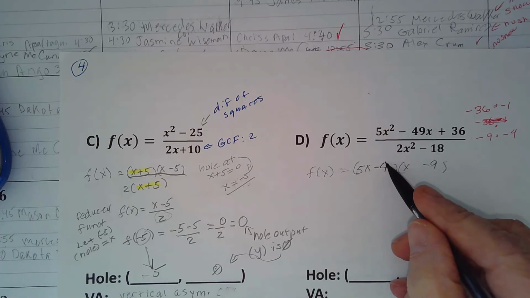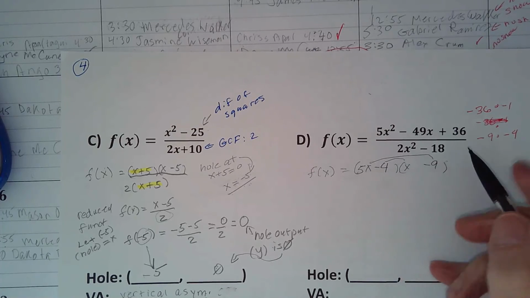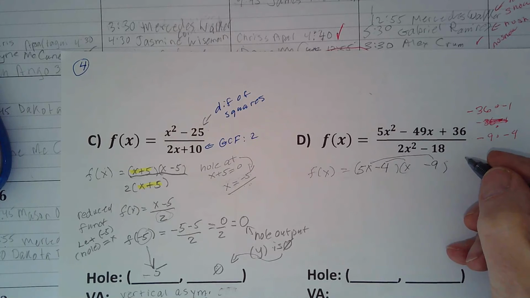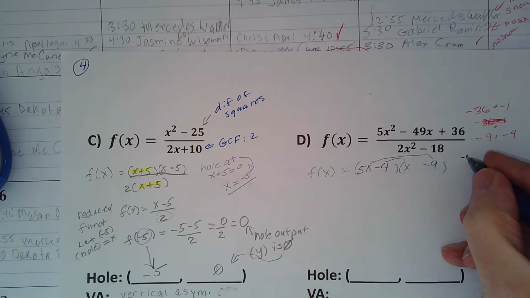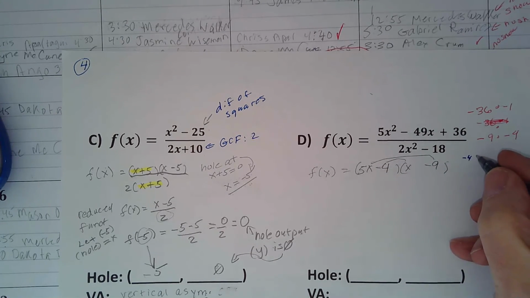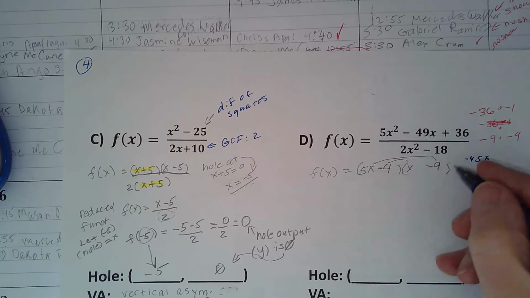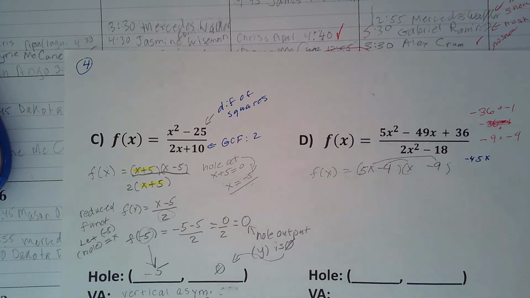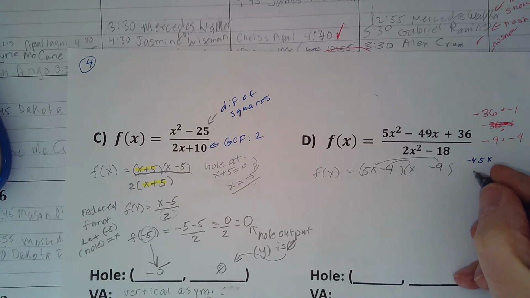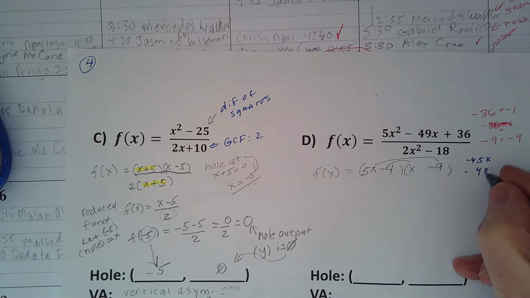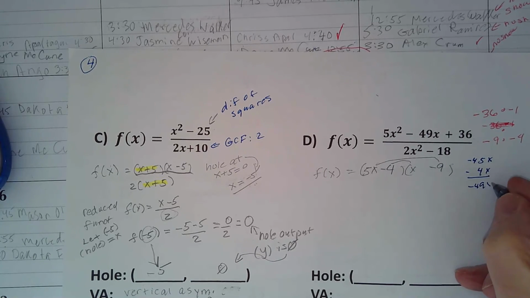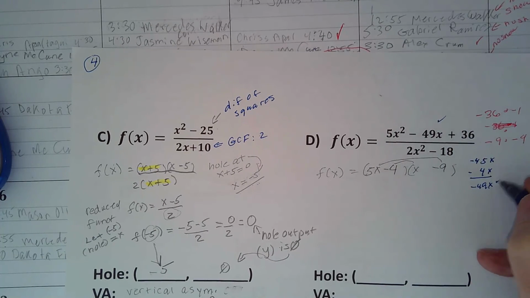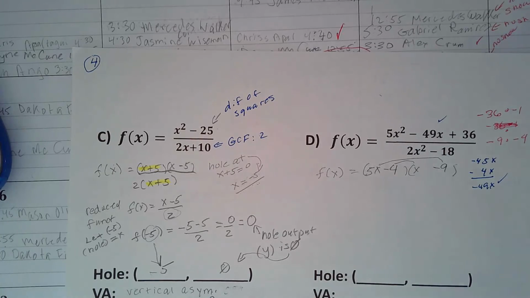And if we check the old rainbow here, we've got 5 times negative 9 is negative 45. 5x times negative 9 is negative 45x. Negative 4 times x is negative 4x. And that adds up to negative 49x. So that's what we want. Okay, that checks. So we know this works.